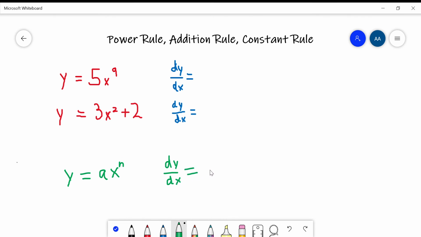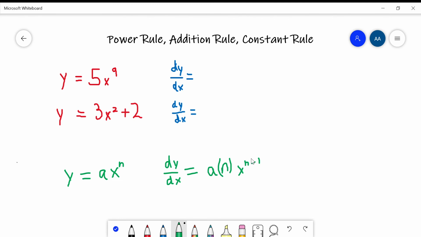be a times n times x to the n minus 1. And that's the power rule. It looks complicated, and it isn't. If we actually, I'll just do this example right now. We just do n minus 1.